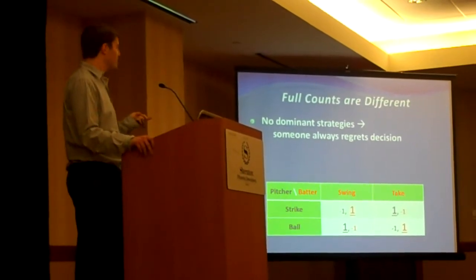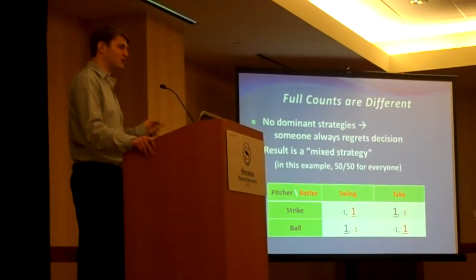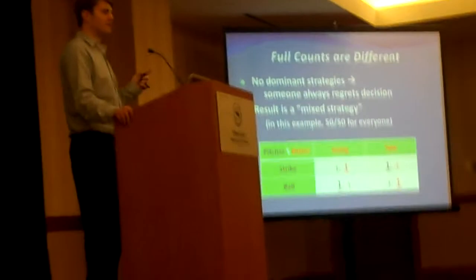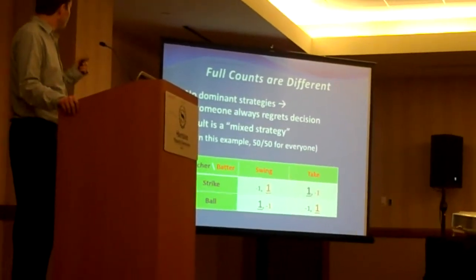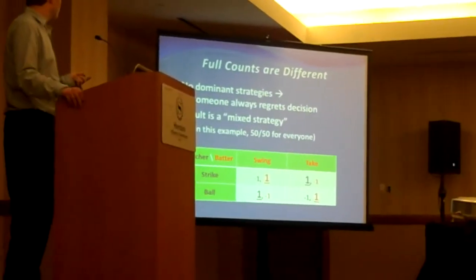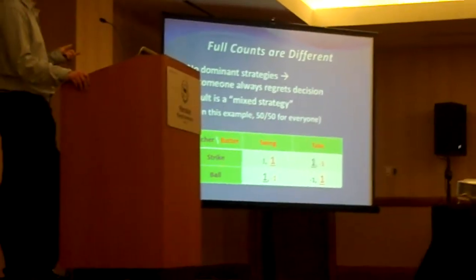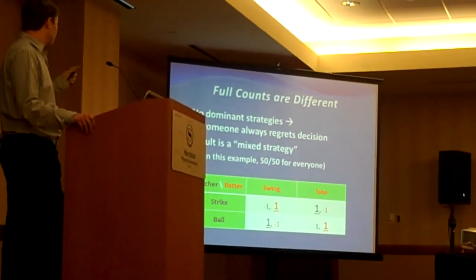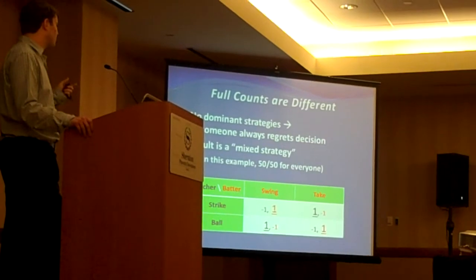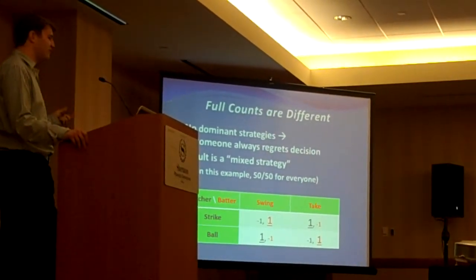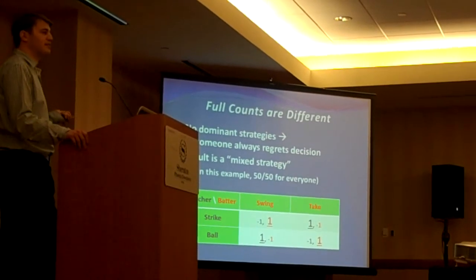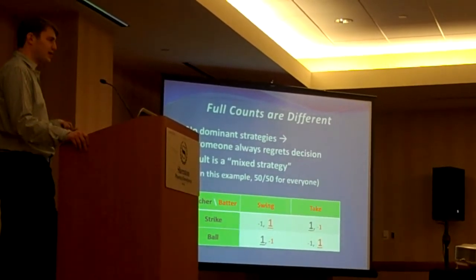In game theory, the way we solve this is what's called a mixed strategy, which is you don't do one thing all the time. You randomize. In a situation, you have a certain probability of throwing a pitch in a given count. So the math works out here with these made-up payoffs that half the time the pitcher's going to want to throw a strike, half the time he's going to want to throw a ball, and half the time the batter's going to want to swing, and half the time take, and nobody regrets their decision to follow the 50-50 strategy.